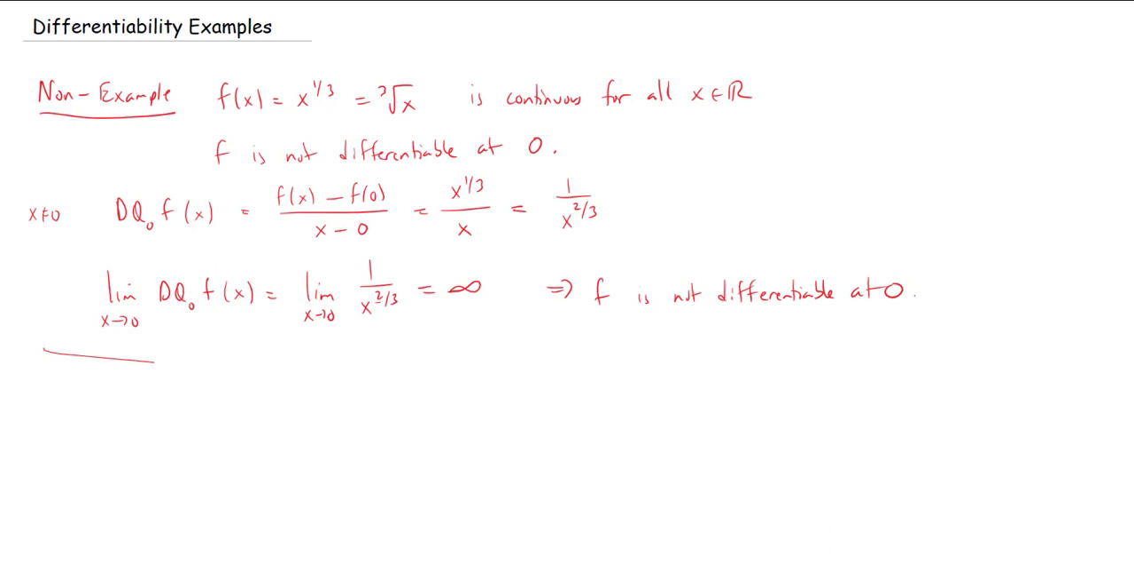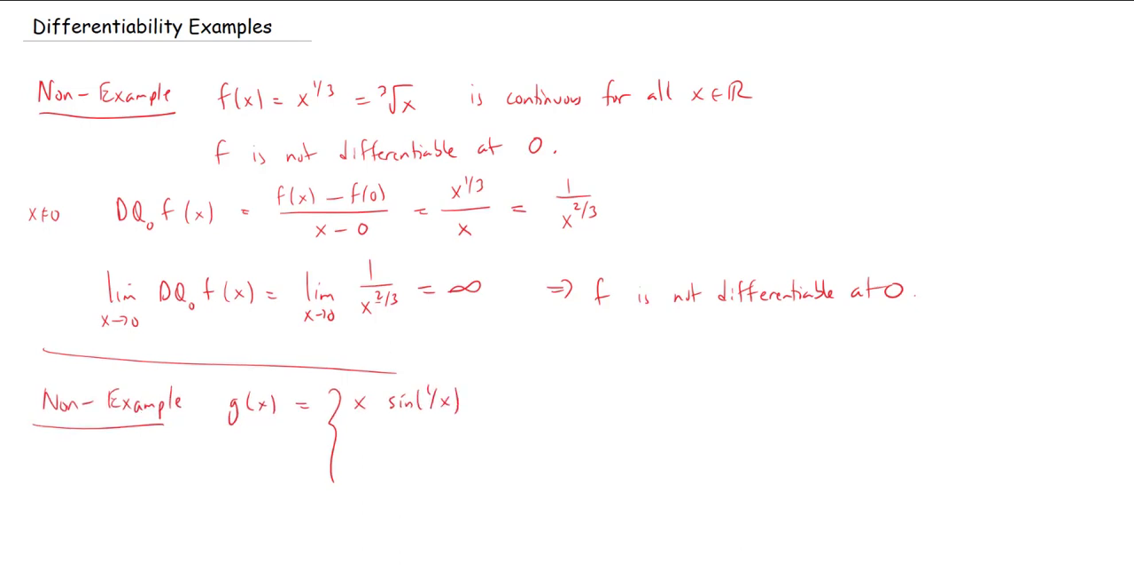All right, let's do another non-example, and then we'll finish with an actual example. So now we'll define a new function g of x, and this is one of our monster functions. Away from 0, it's going to be defined as x times sine of 1 over x.